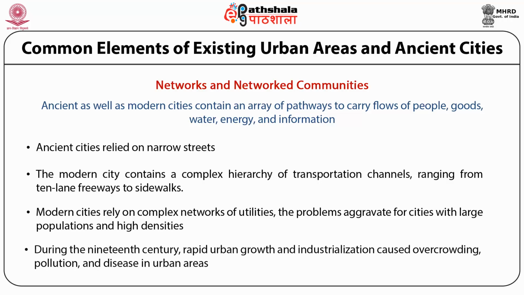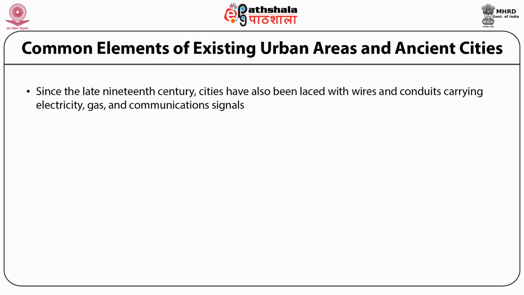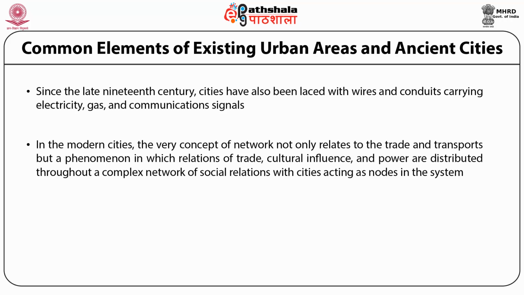During the 19th century, rapid urban growth and industrialization caused overcrowding, pollution, and disease in urban areas. After the connection between impure water and disease was established, American and European cities began to install adequate sewer and water systems. Since the late 19th century, cities have been laced with wires and conduits carrying electricity, gas, and communication signals. In the modern cities, the very concept of network has changed.